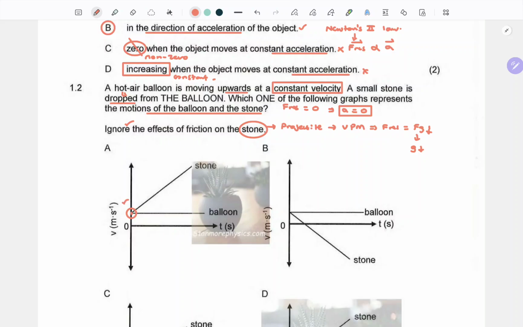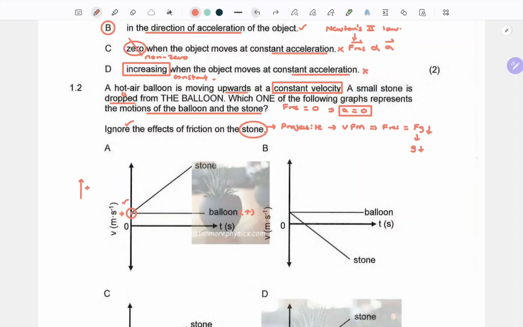So this is correct. This graph from where it started is very good. But seeing the velocity of the balloon, since the balloon is moving upward, we can see that this velocity is positive because it's above 0. So this means for this graph, upward was taken as positive.